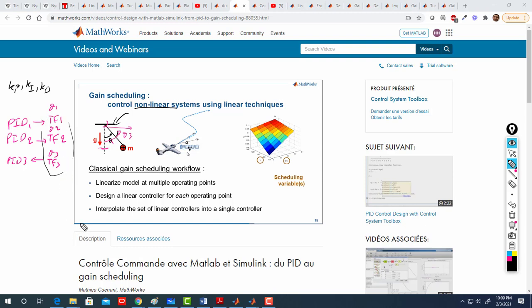Alright, so keep in mind you cannot find a transfer function of a non-linear system unless you linearize it around an equilibrium point, which in this case could be theta 1, theta 2, theta 3, etc.